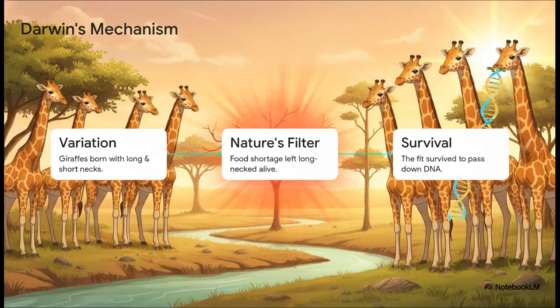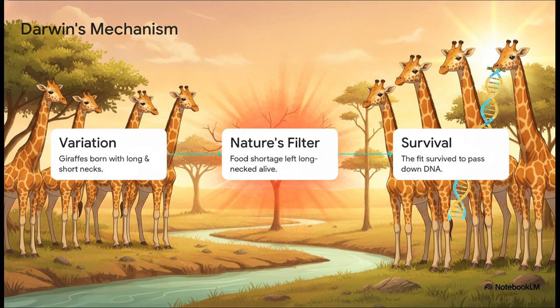So let's look at how Darwin tackled that whole giraffe problem differently. First off, he said there's pre-existing variation. Darwin noted that giraffes didn't just magically stretch their necks over time. Nope, they were just born with natural variations. Some happen to be short, some happen to be long.